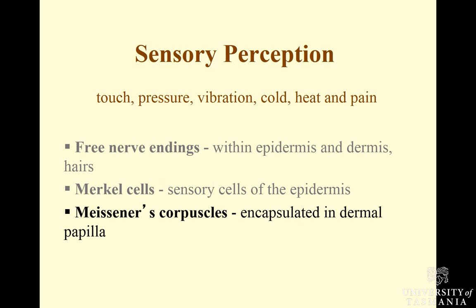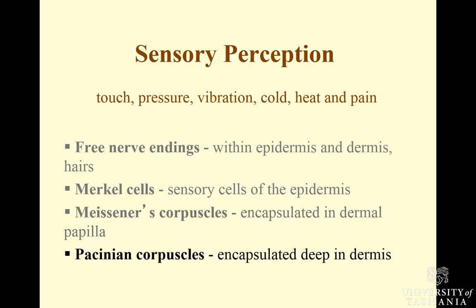These are those specialized receptors. They have connective tissue capsules and they're found in the dermal papillae, and they also recognize light touch. And then deep within the reticular dermis and within the subcutis, we can find Pacinian corpuscles. They're the onion-shaped ones deep within that region, and they can detect pressure and vibration.